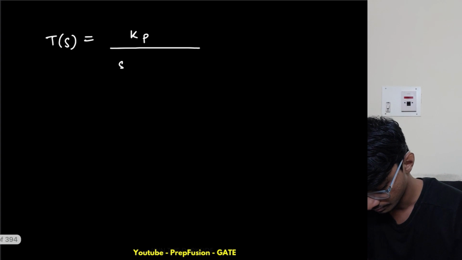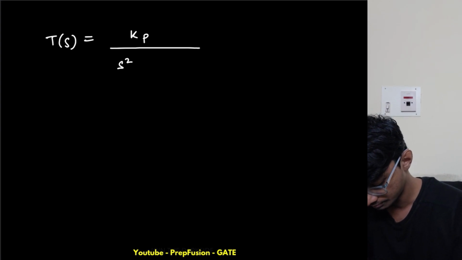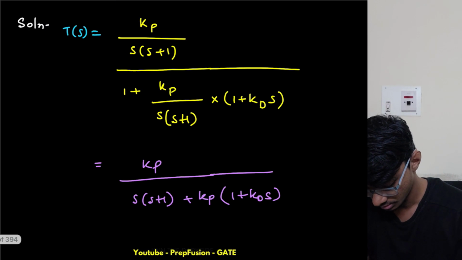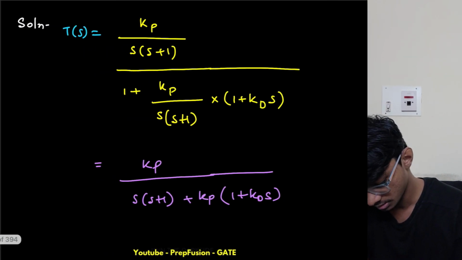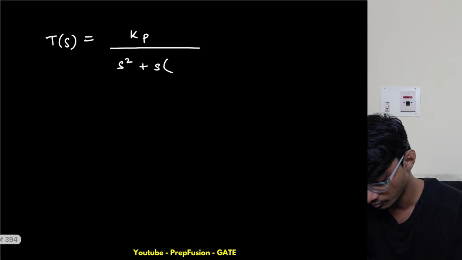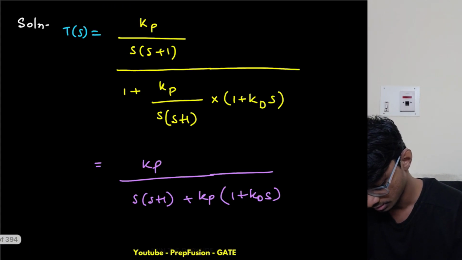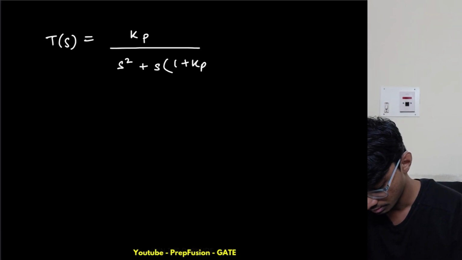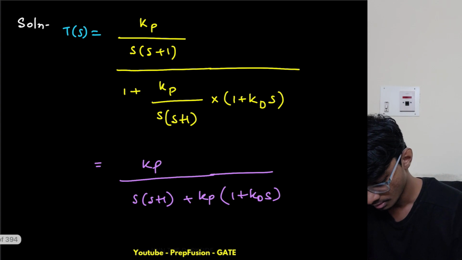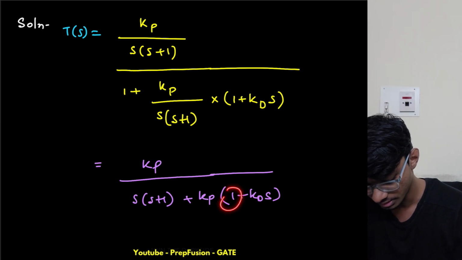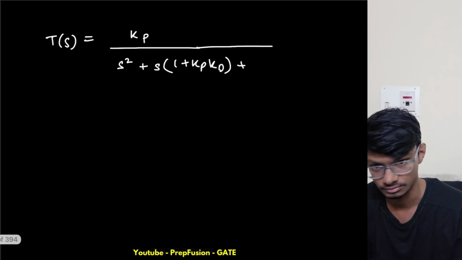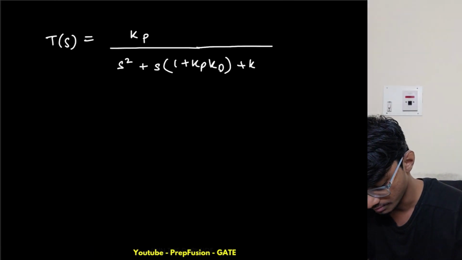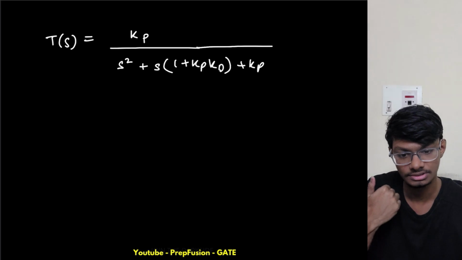s square plus s into 1 plus Kp Kd, plus the constant term, which is Kp itself because the DC gain is 1 here. So s square plus s into (1 plus Kp Kd) plus Kp. Now I will compare this with my standard equation.